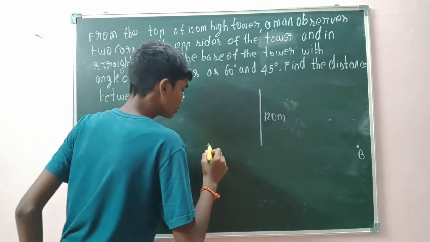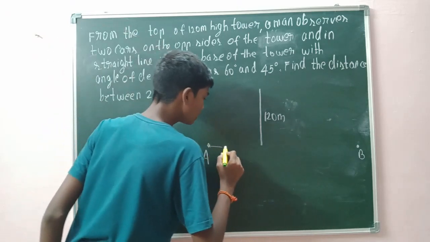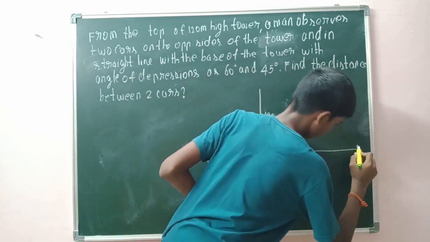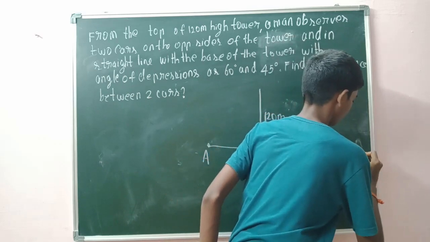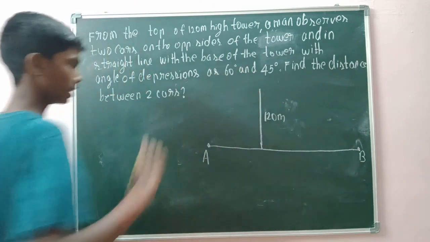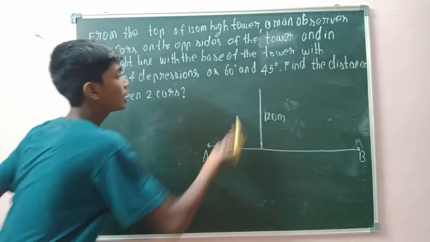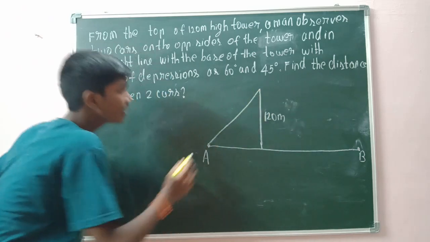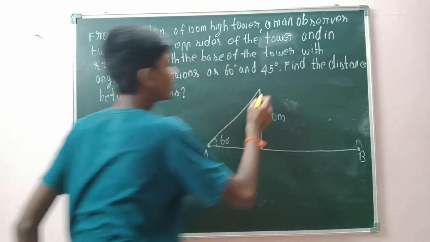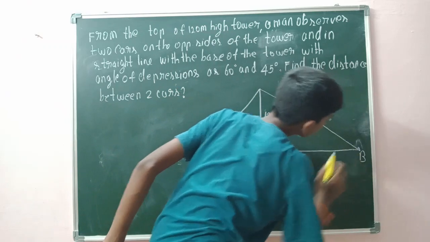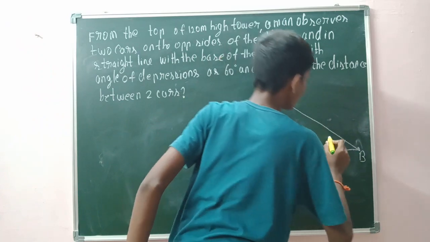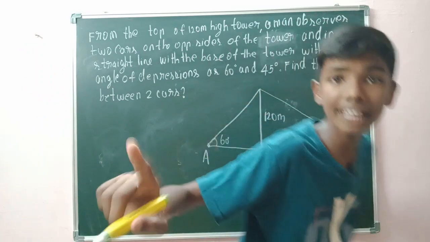Now it is given that this is the road. This is point B and this is the road, and now this is the pillar. From the top of the pillar, that man observed car A with the angle of depression 60 degrees. And from the same top of the pillar, with the height 120 meters, he observes the angle of depression for car B as 45 degrees. That is what is given in the question.